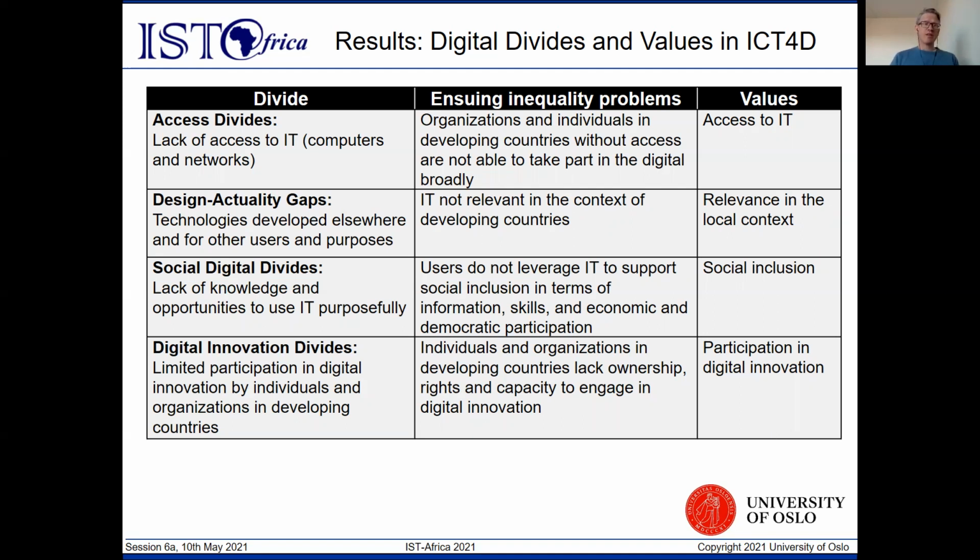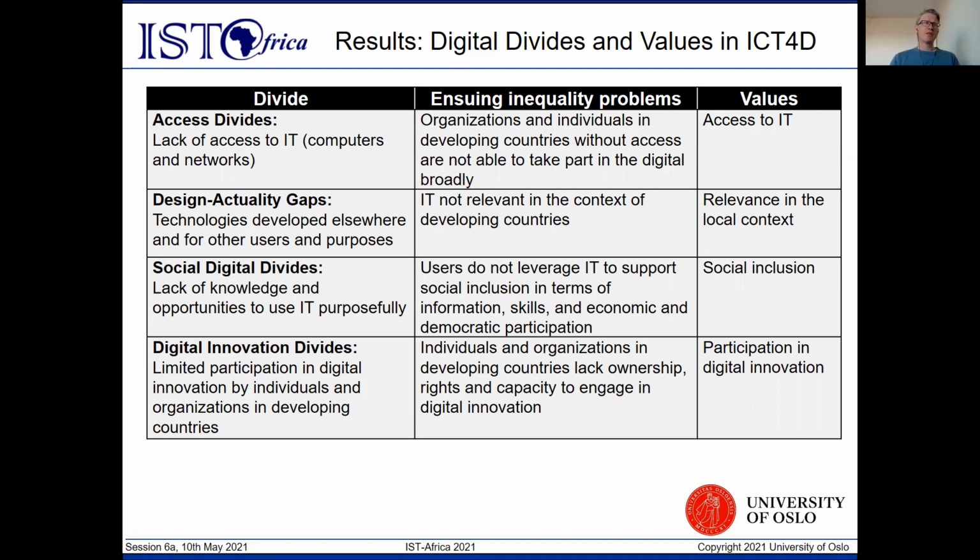The first generation of divide was the access divides. Initially, there was an overarching lack of access to computers and networks in developing countries. So the underlying value here is access to IT.